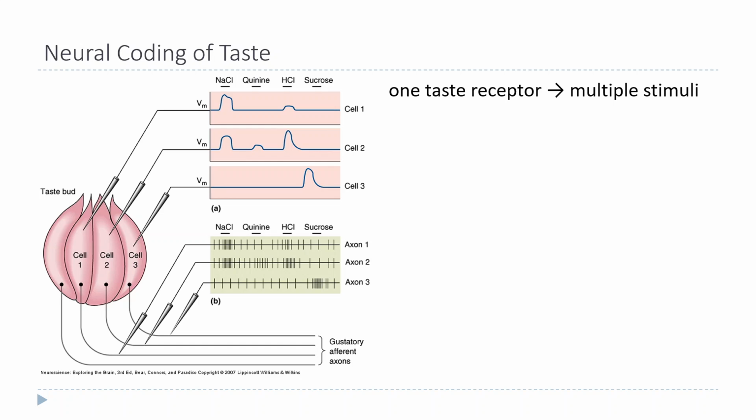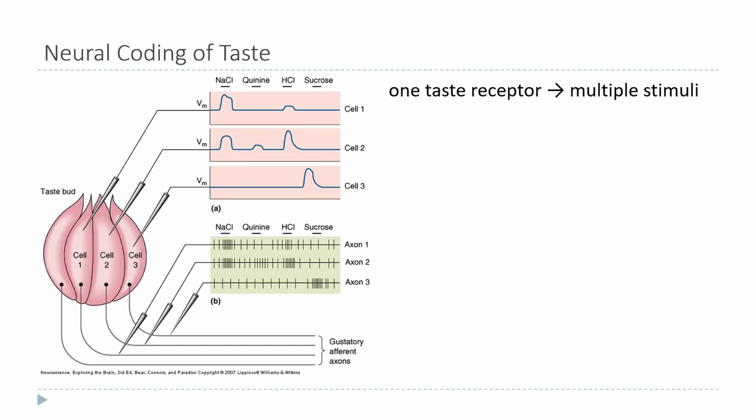Now, the problem is that each taste receptor can often detect more than one stimulus. And you can see that here. This is a typical profile of a taste receptor. So cell 2, for example, responds to at least 3 different taste molecules. It responds to sodium ions. It responds a little bit to quinine, and it also responds to HCl. And we know, at least with sodium and protons, that they both go through the same receptor. So it's not surprising that the same cell might respond to both.